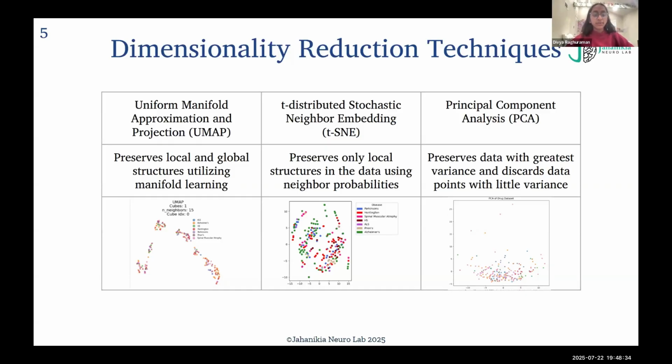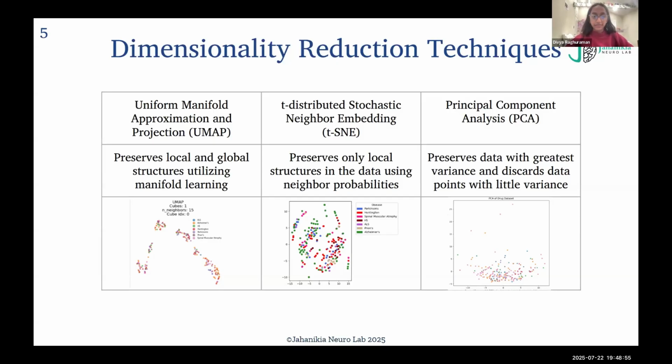UMAP is known for preserving both local and global structures by using manifold learning. It gives us a balanced, meaningful representation of our data. t-SNE focuses on preserving local relationships, meaning it captures clusters as well, but often loses the big picture on how these clusters relate to one another.